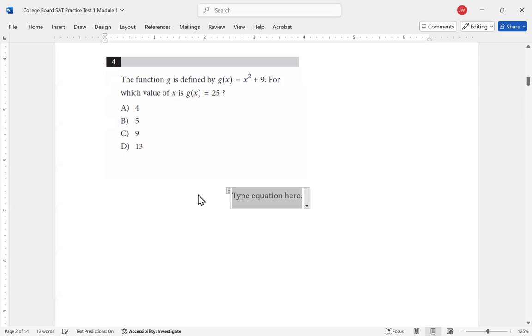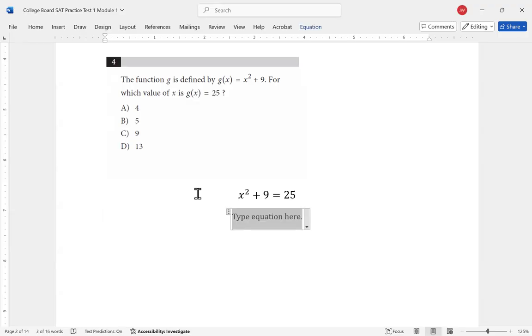But another way, the more formal way, would be to say since g of x is equal to x squared plus 9, and we're looking for when the output of g of x is equal to 25, basically I'm finding which value of x forces x squared plus 9 to be equal to 25. So I can solve this equation. Subtracting 9 from both sides would give me x squared is equal to 16.